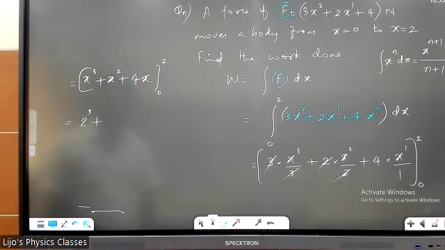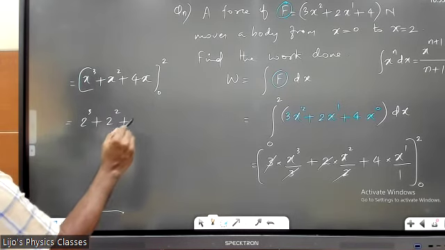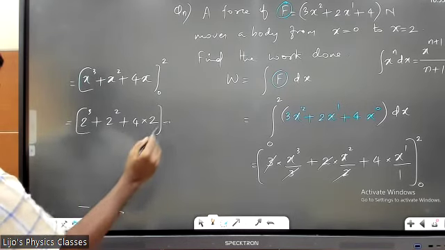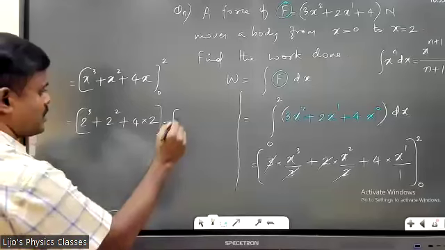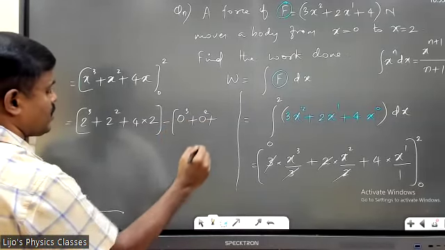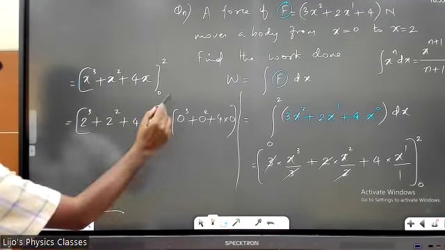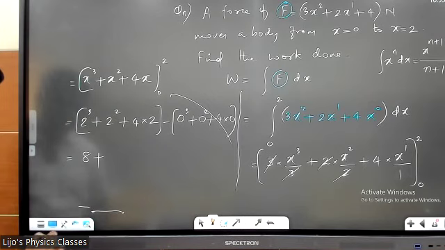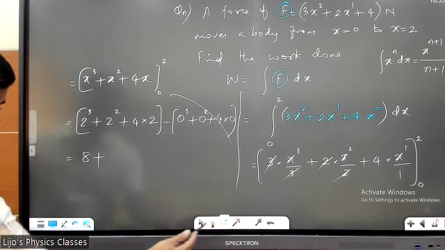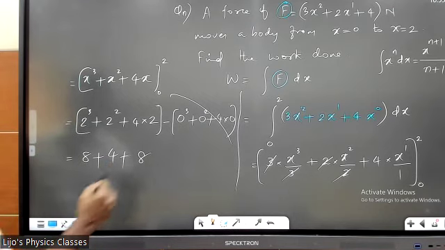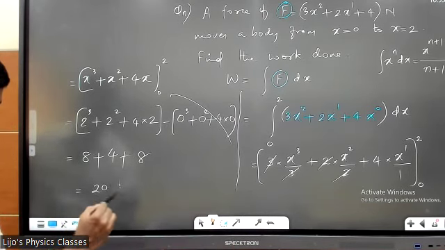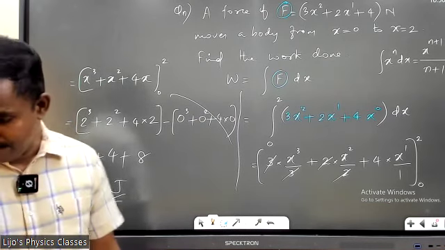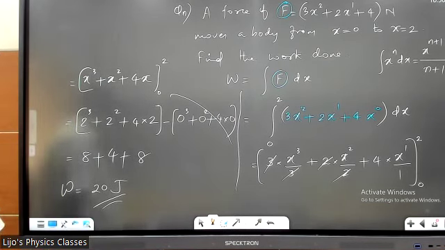So finally, in place of x, put 2: 2 cube plus 2 square plus 4 into 2. Minus the lower limit, which is all 0: 0 cube plus 0 square plus 4 into 0. That's all zeros, right? So 2 cube is 8, 2 into 2 into 2. 2 square is 4. Plus 4 into 2 is 8. 8 plus 4 is 12. 12 plus 8 is 20 joules. 20 joules will be the work done.